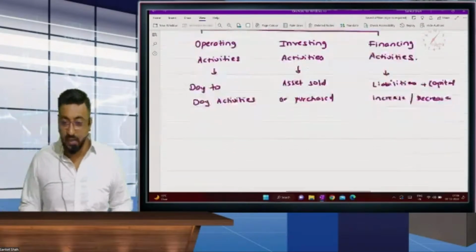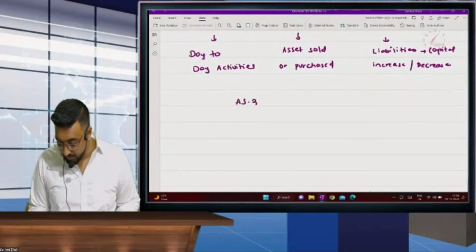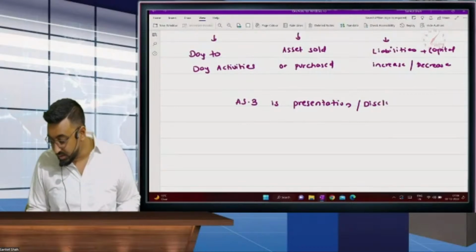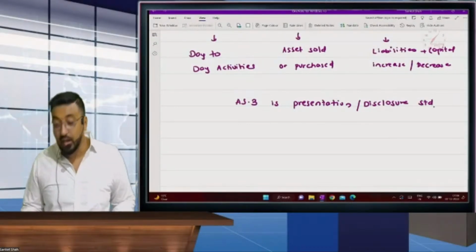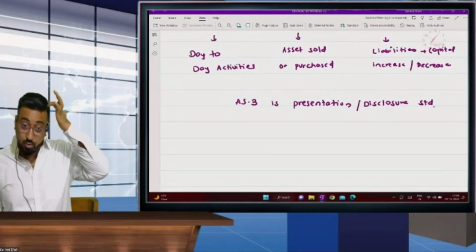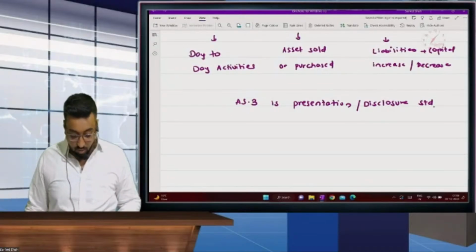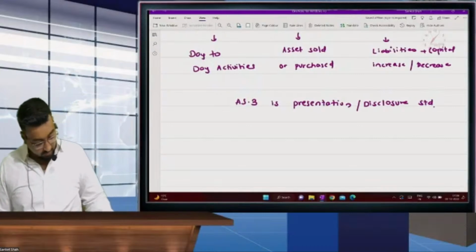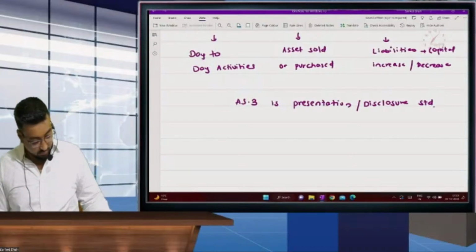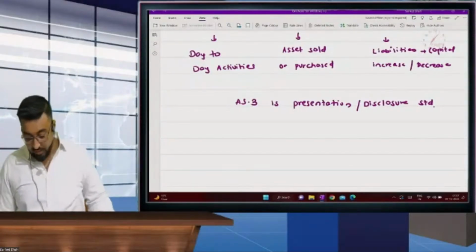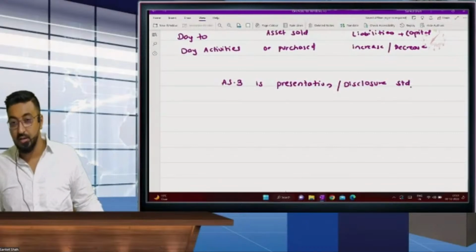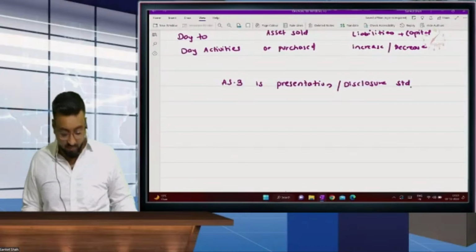Okay. So now presentation. So this is accounting standard 3, which is presentation, or you can call it a disclosure standard. It's not an accounting standard. It talks about how to disclose your cash flow statement in 3 activities. So first, remember this standard. Accounting standard 3 talks about presentation or disclosure standard.